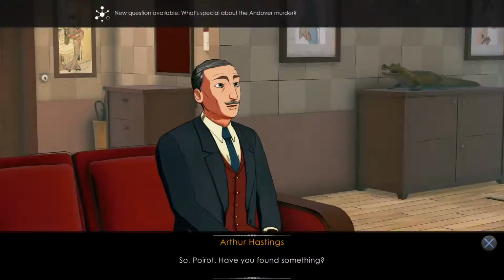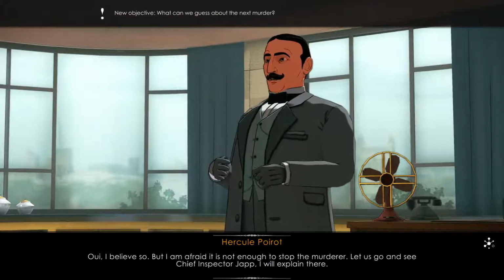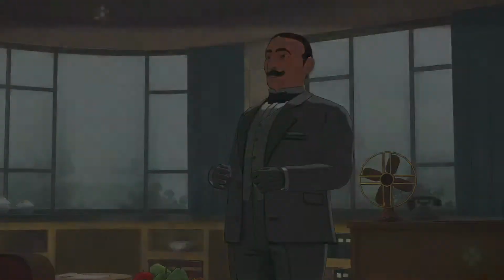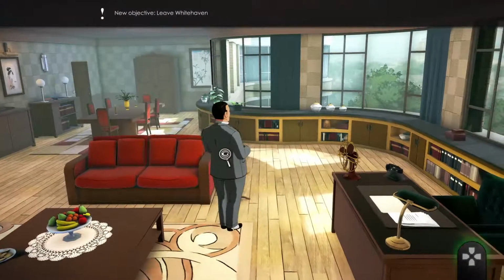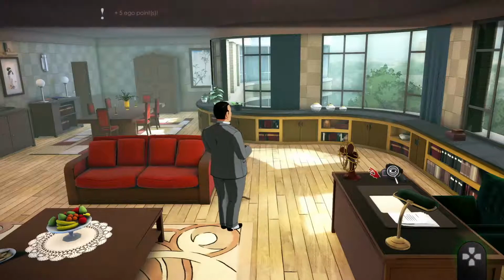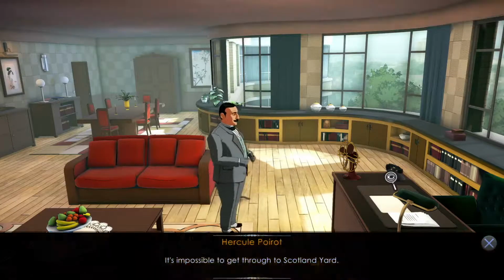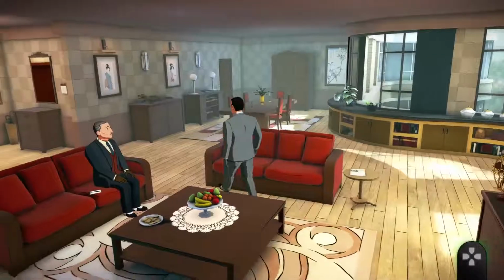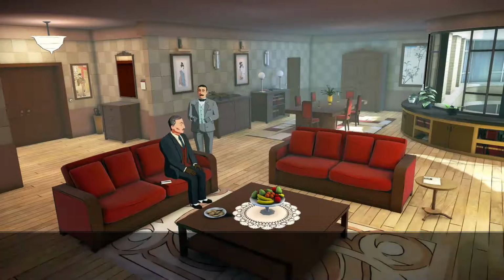So, Poirot, have you found something? Oui, I believe so. But I am afraid it is not enough to stop the murderer. Let us go and see Chief Inspector Japp. I will explain there. It's impossible to get through to Scotland Yard. No doubt about it. Poor Hastings.